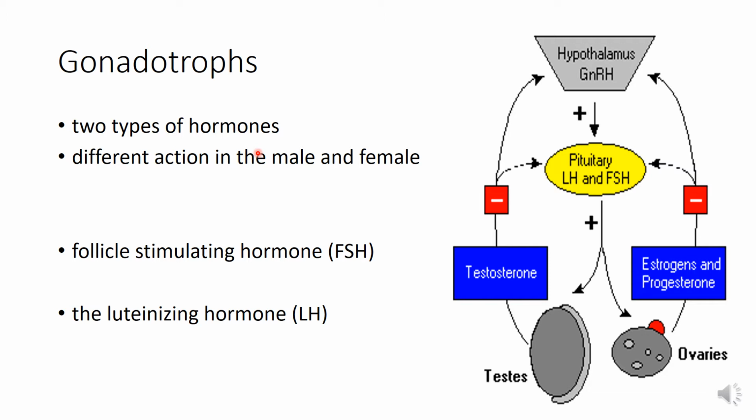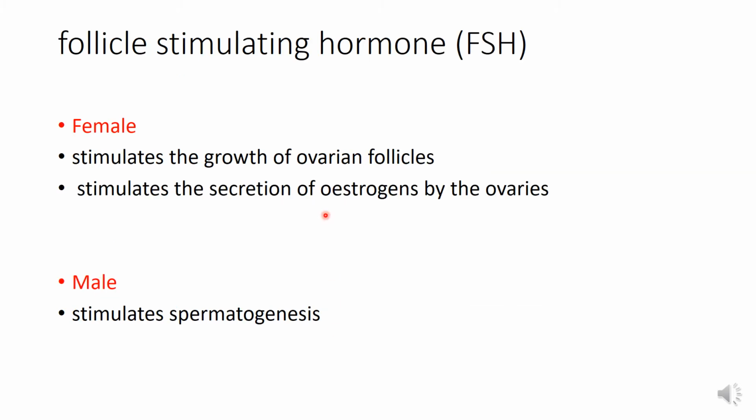Then you have gonadotropes. Gonadotropes release two types of hormones which have different action in male and female. So these two types of hormones are follicle stimulating hormone and luteinizing hormone. FSH and LH, follicle stimulating hormone and luteinizing hormone. Follicle stimulating hormone in females, as the name suggests, is involved in the stimulation of the ovarian follicles. So in females it is involved in the stimulation of ovarian follicles, leading to their growth, and also stimulates the secretion of estrogen by the ovaries.